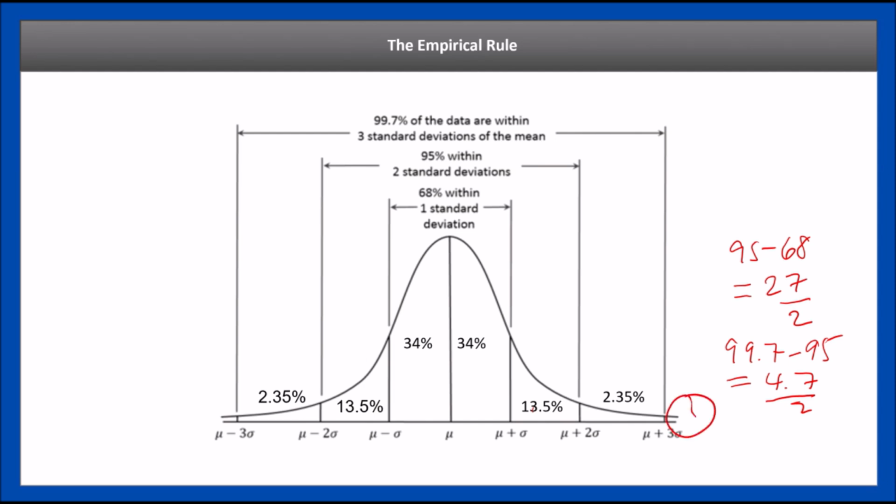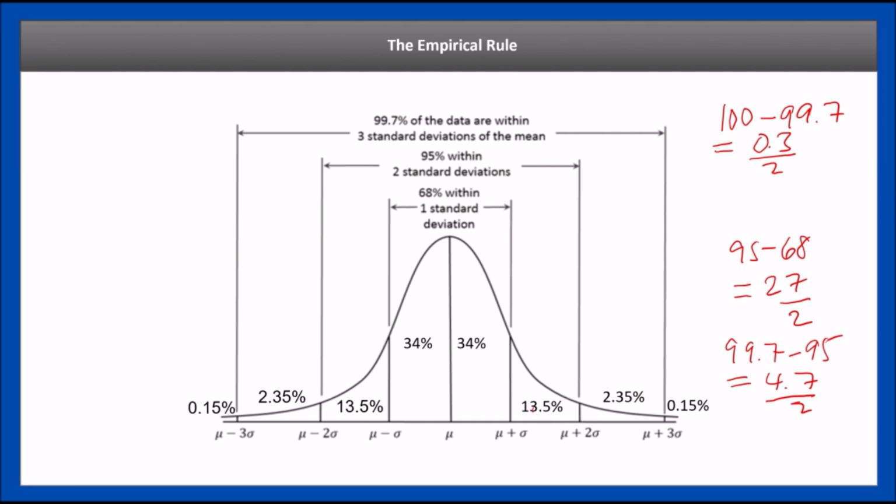And then to get these parts here, you're going to need to subtract 99.7 from 100, because remember the rest of it is going to be 100. So you got 100 minus 99.7. Well, that's going to be 0.3%. Then divide that by 2. So that's 0.15. So the last parts are 0.15.